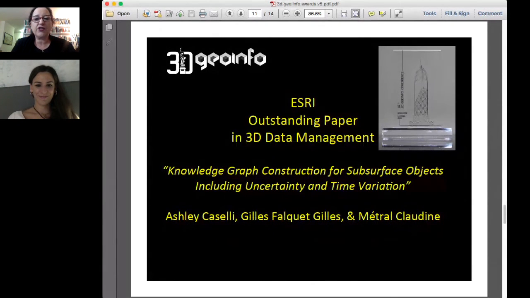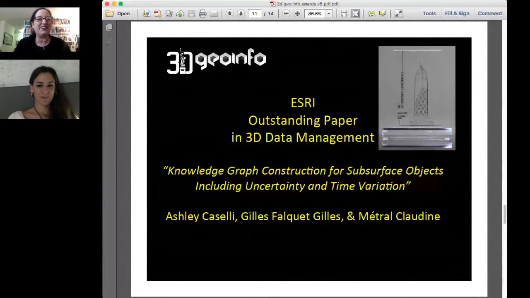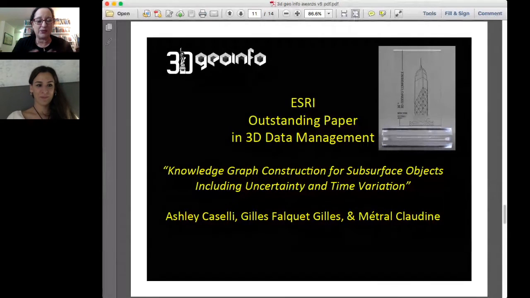Our last of our sponsor awards is from Esri, and it's an outstanding paper award in 3D data management, knowledge graph construction for subsurface objects, including uncertainty and time variation. And this goes to Ashley, Jazz, and Mitral. So congratulations. And I should have said that because there were so many conflicts of interest with all of the organizing committee, we did send these out for external review.